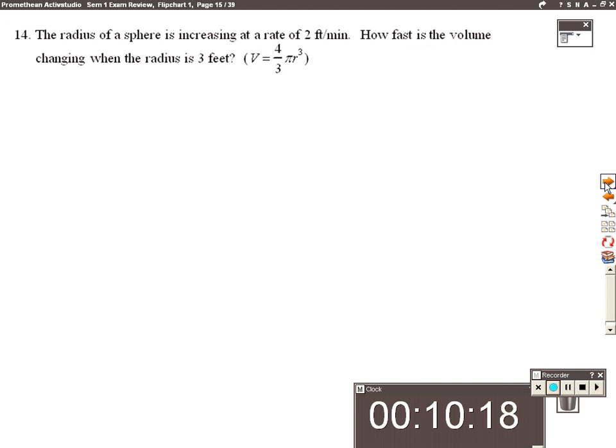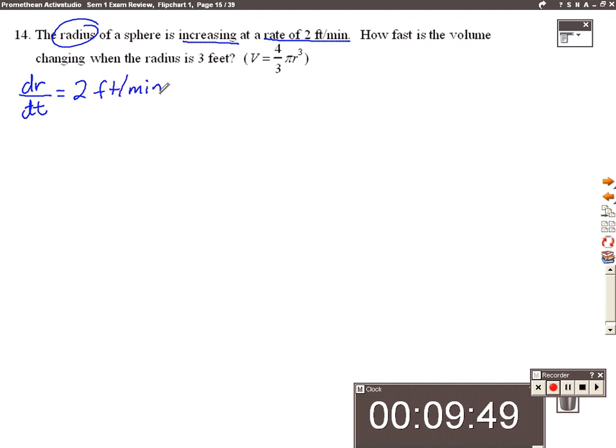Alright, the radius of a sphere is increasing at a rate. I can already tell that this is a related rate, and they're telling me that the radius is increasing, so positive, at a rate. So I need a calculus abbreviation for radius rate. If r represents radius, then what they're telling us is that dr/dt, that is the rate at which the radius is changing, is 2 feet per minute.